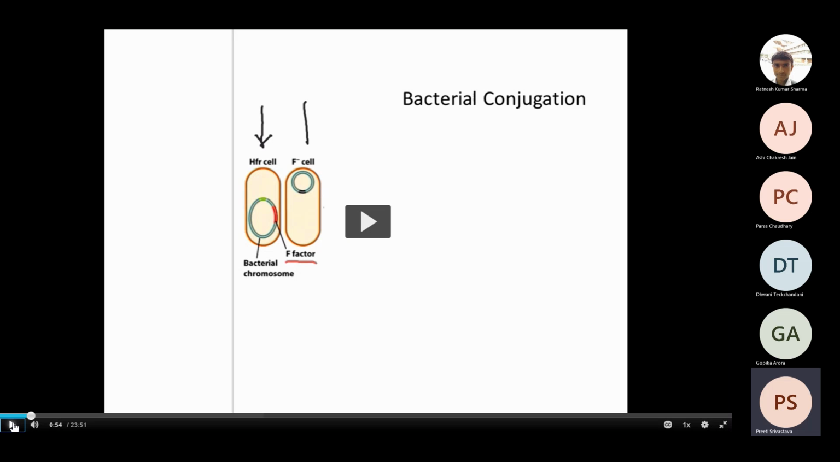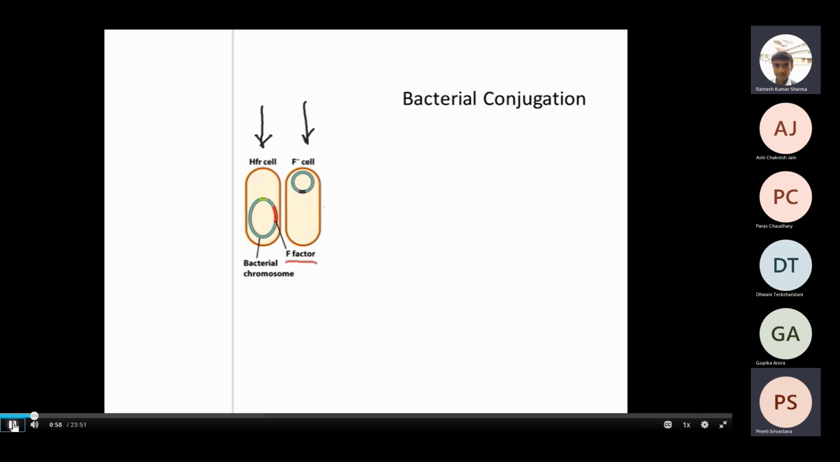F plasmid is called the fertility plasmid because it can provide the genes for the F pilus, but F is not the only conjugative plasmid. There are many plasmids, for example, even the R plasmid is conjugative. So there are many other conjugative plasmids as well.